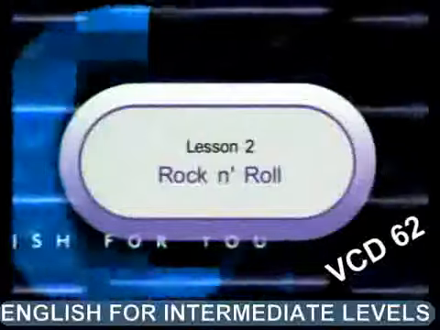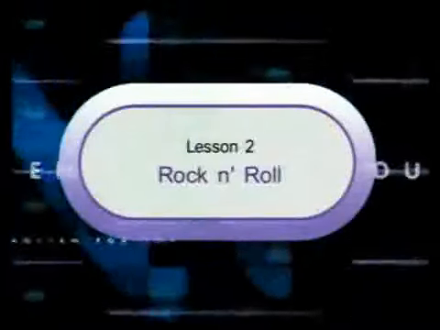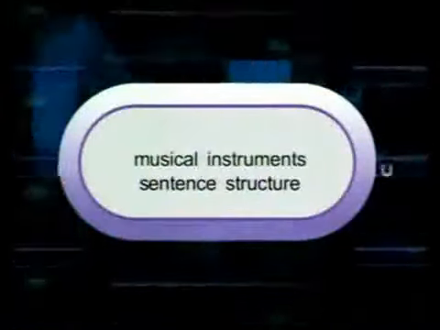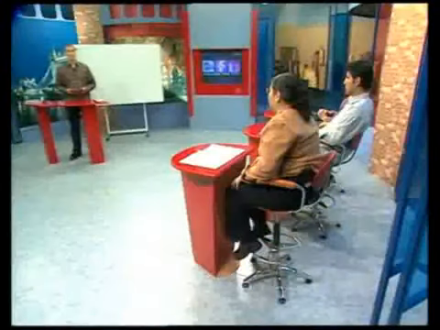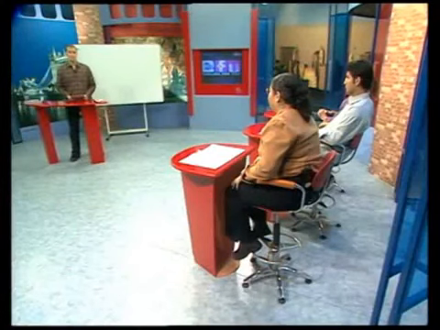Lesson 2, Rock and Roll. Musical instruments, sentence structure. Welcome. Today we're going to review sentence structure and pronouns.